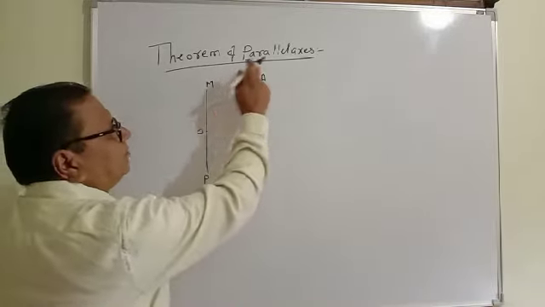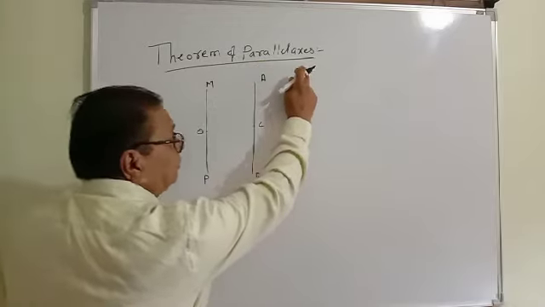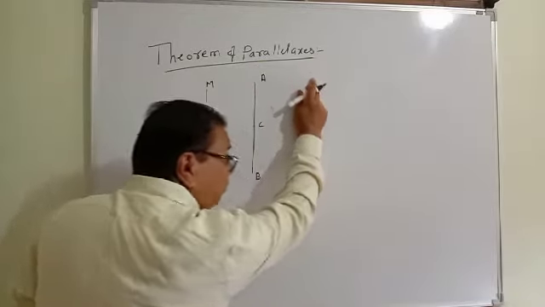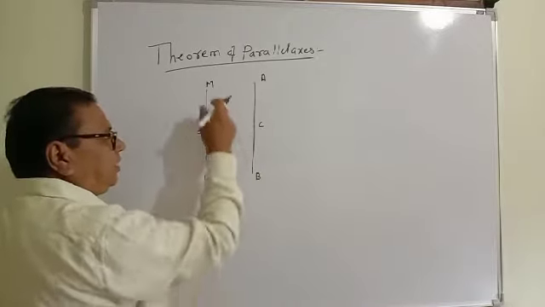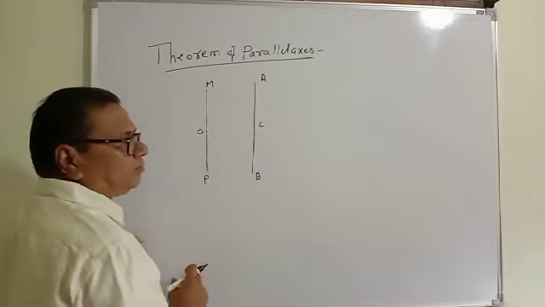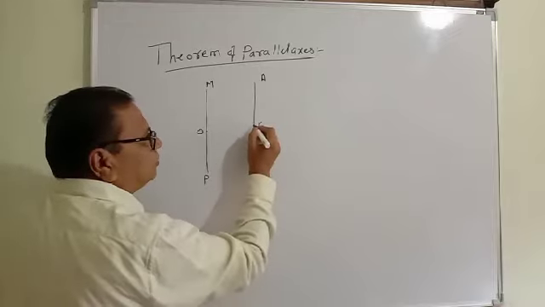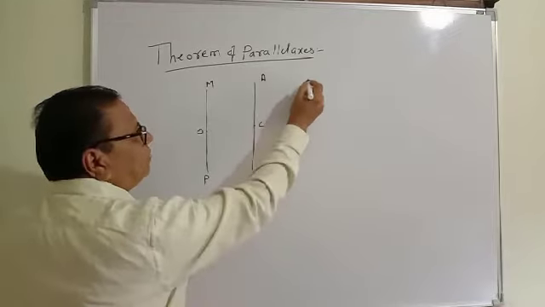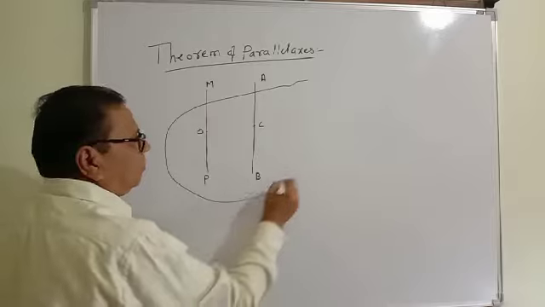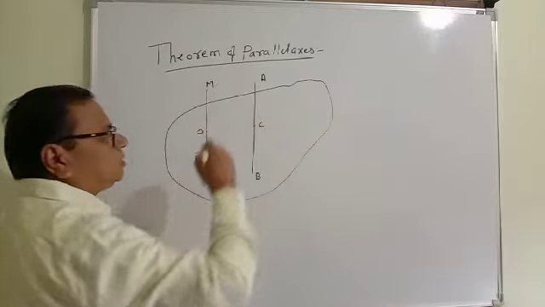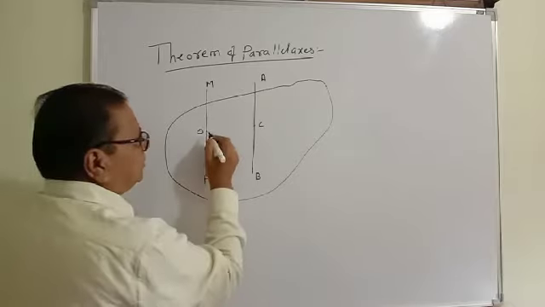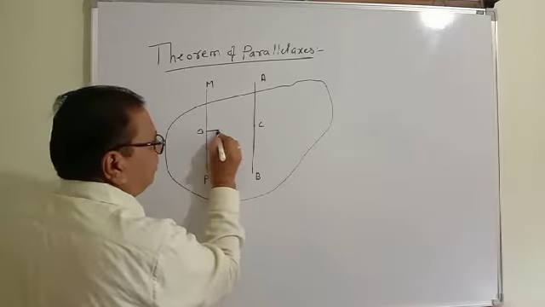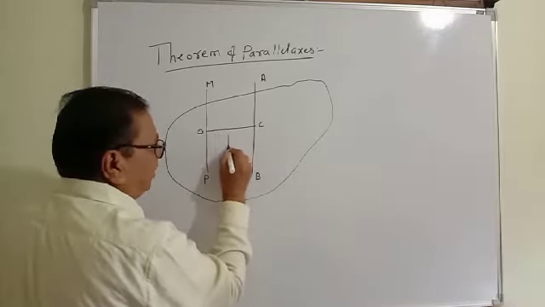As the name itself indicates, it should consist of two parallel axes. Consider two parallel axes, ACB and MOP, parallel to each other. One of the axes should pass through the center of mass of the rigid body. Let the perpendicular distance between the two parallel axes be h.